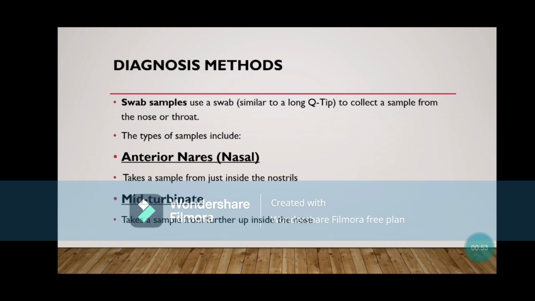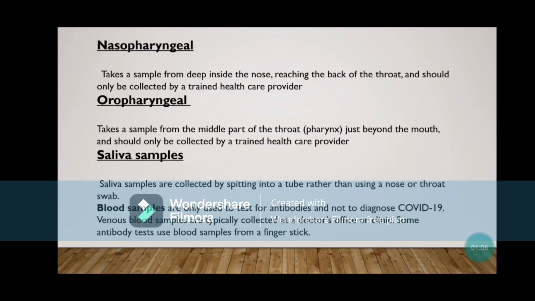Let's talk about swab samples, which were the most common way for testing COVID-19. They used a swab similar to a long Q-tip to collect a sample from the nose or throat. The sample locations were: anterior nares takes a sample from just inside the nostrils. Mid-turbinate takes a sample from further up inside the nose. Nasopharyngeal takes a sample from deep inside the nose, reaching the back of the throat, and should only be collected by a trained healthcare provider because it could be dangerous. Oropharyngeal takes a sample from the middle part of the throat, pharynx just beyond the mouth, and should only be collected by a trained healthcare provider. It could also be dangerous. Last one, saliva samples are collected by spitting into a tube rather than using a nose or throat swab.